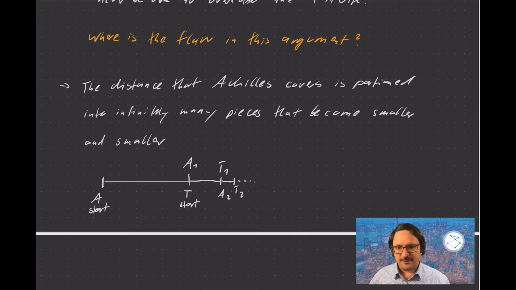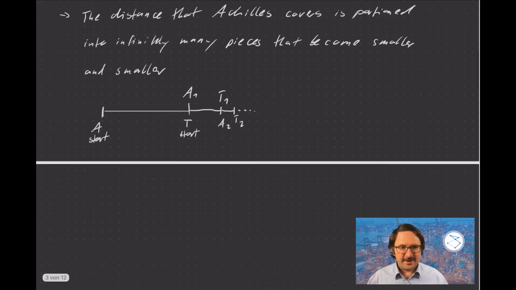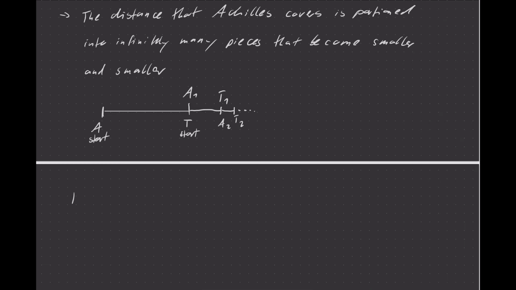The catch here, of course, is that the time to cover each of these intervals also becomes smaller and smaller. And what the paradox suggests is that the sum of these times actually tends to infinity. And here is where the flaw might be. We'll investigate that in a minute. But it's not really clear whether the sum of these times goes to infinity.